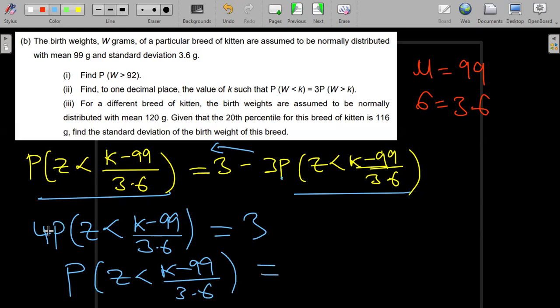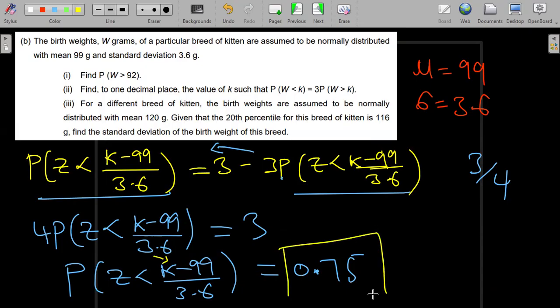is equal to, so I divide both sides by 4. So what is 3 divided by 4? 3 divided by 4 is 0.75. Okay, so for me to find the value of this k, I just have to find the Z-score value that corresponds to the probability of 0.75. Okay, so I go on the Z-score table and I look for this probability, or a probability that is very close to it, and then I get its Z-score.